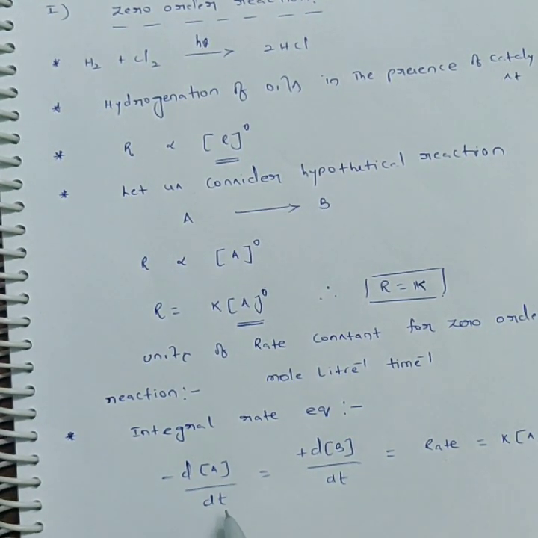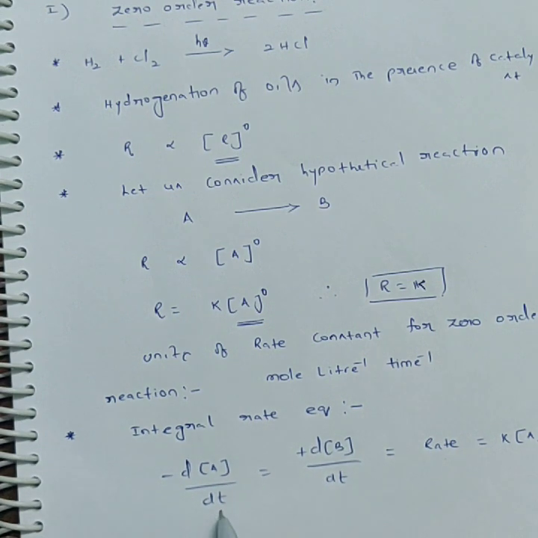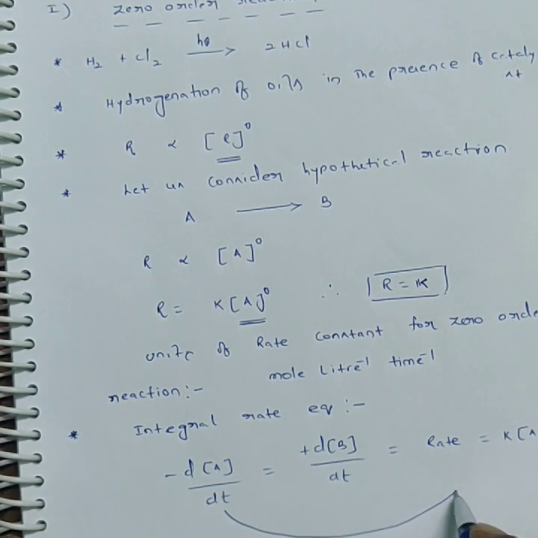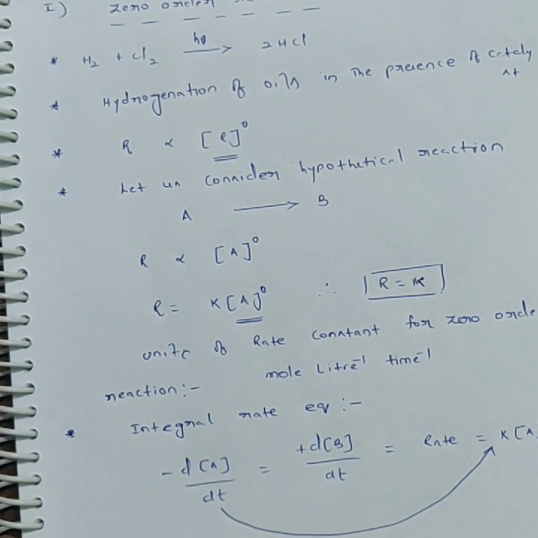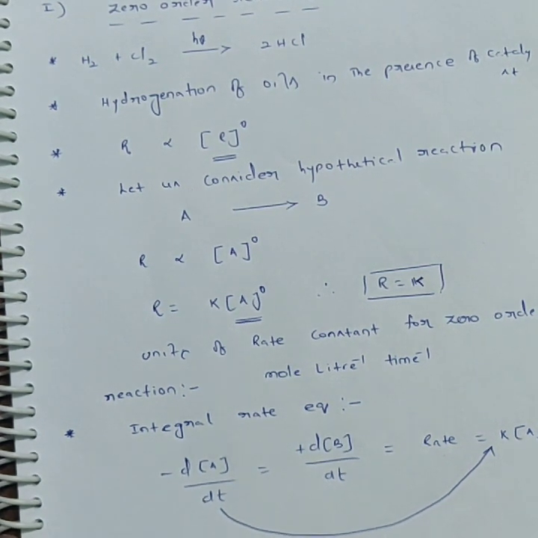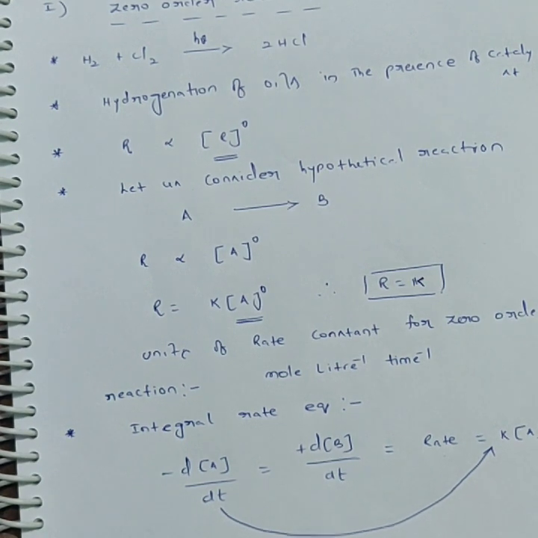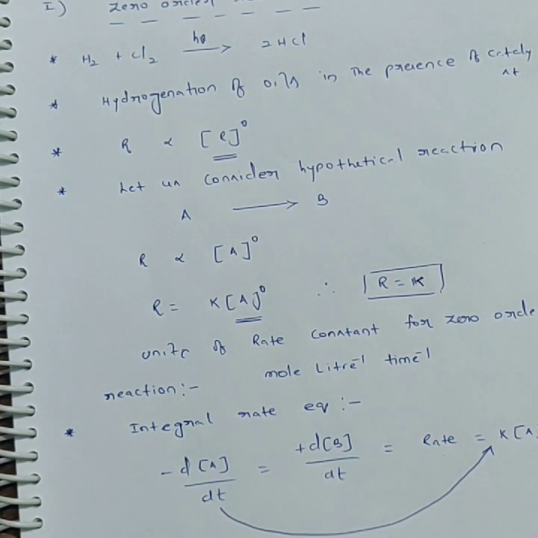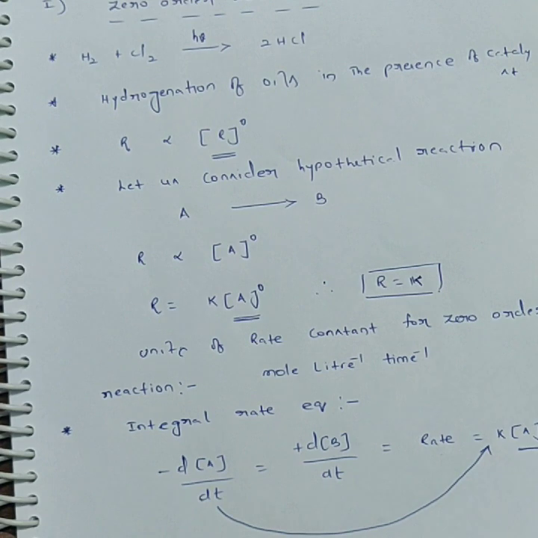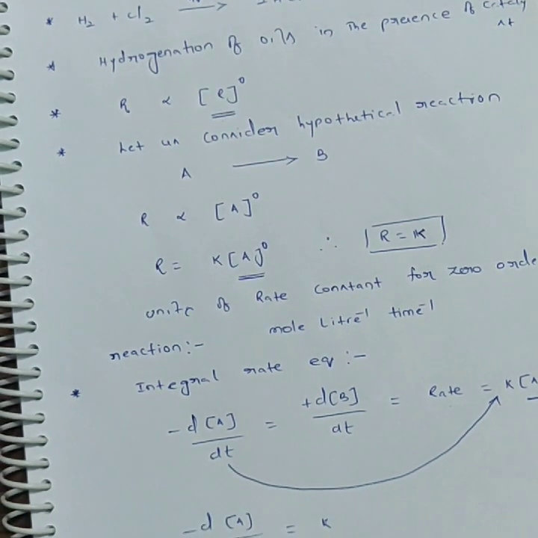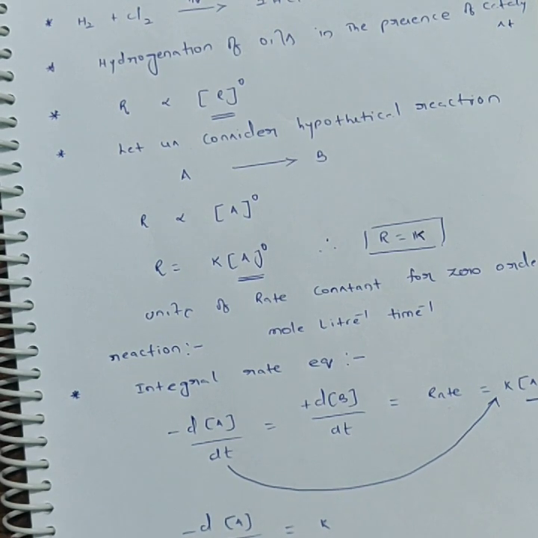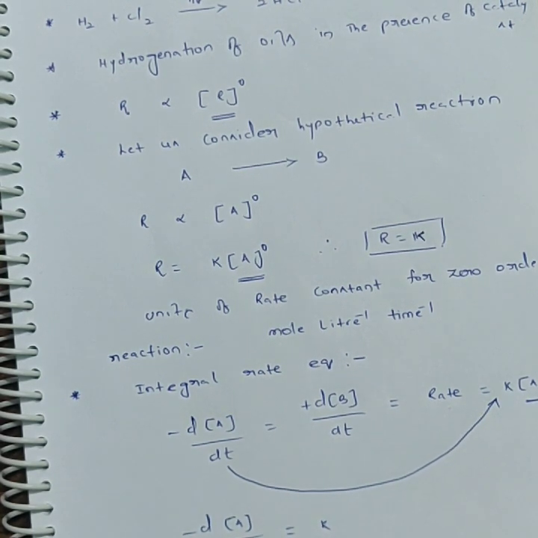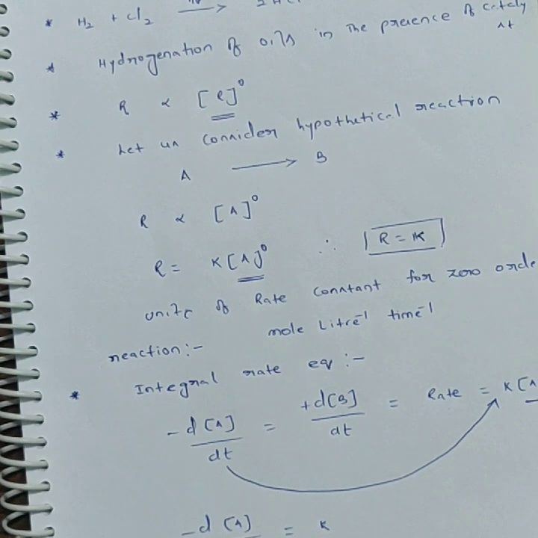So shall I integrate this one with respect to this rate? So finally here change in concentration of A by change in time is equal to K into 1, as anything power of 0 is equal to 1. So send this one to the right side. So change in concentration of A is equal to K into change in time.